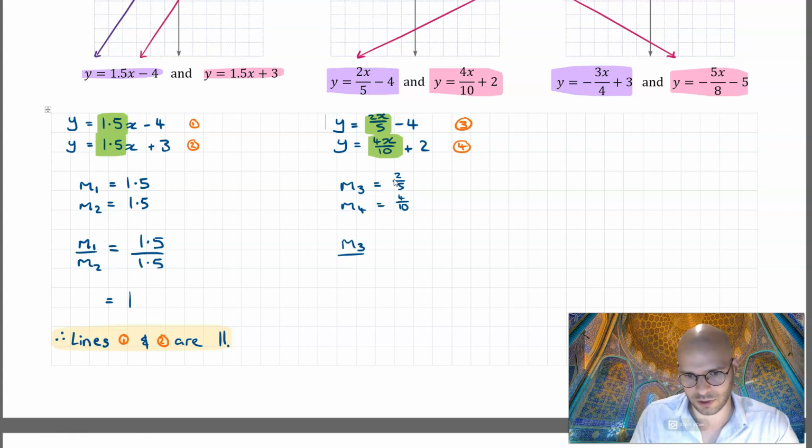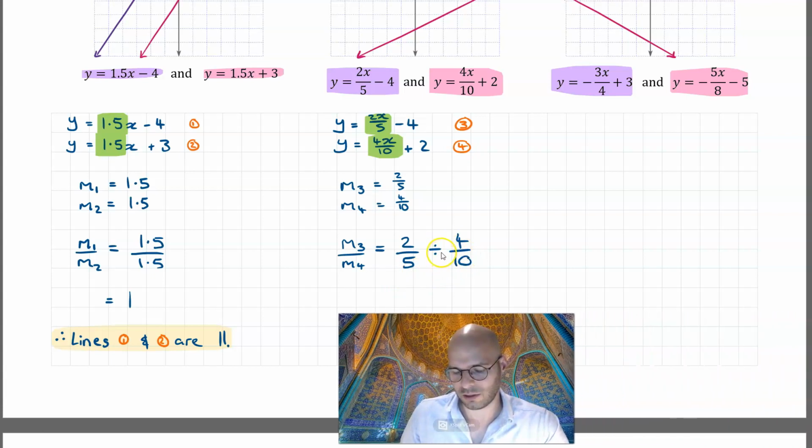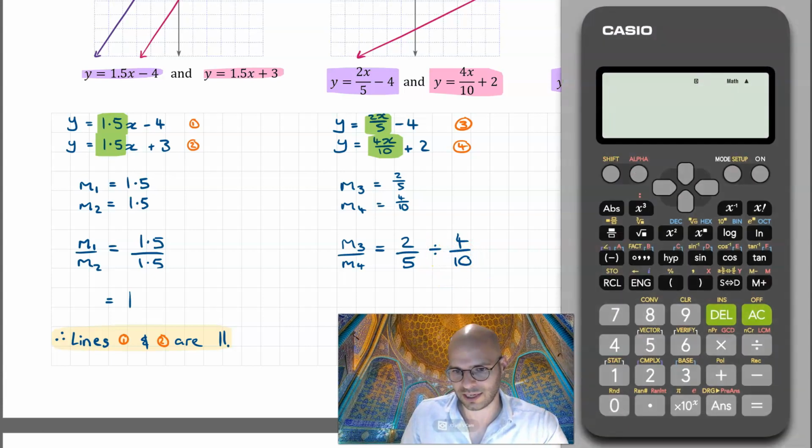So we go m3 divided by m4. Because they're fractions, we can write it like this, however it looks horrendous. So instead we can say 2 over 5 divided by 4 over 10. At this point we can do this in our head by flipping the divisor and multiplying, or we can just use our calculators. In this case, I'll use the calculator.